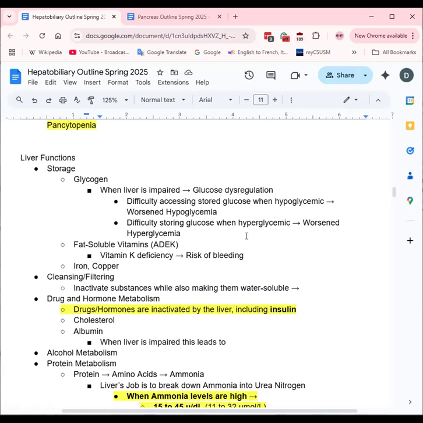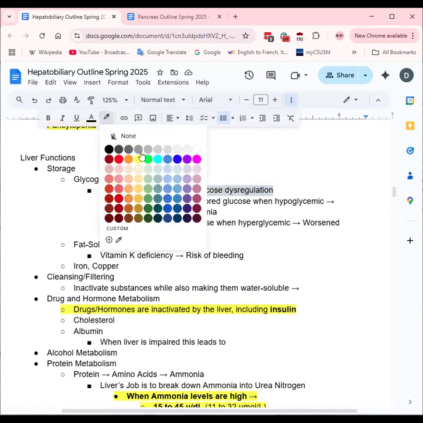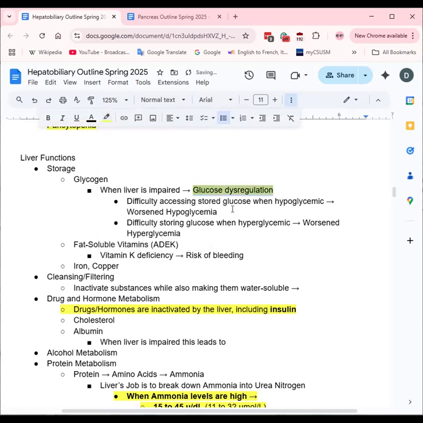So what I want you to really understand with this one is the glucose dysregulation. When your liver's impaired, your glucose can be impaired. When your liver's impaired, you also have a higher risk of bleeding. So clotting factors are a big thing with the liver as well. When someone has liver impairment, they're at risk of bleeding, and they're at risk of their blood sugars being weird.